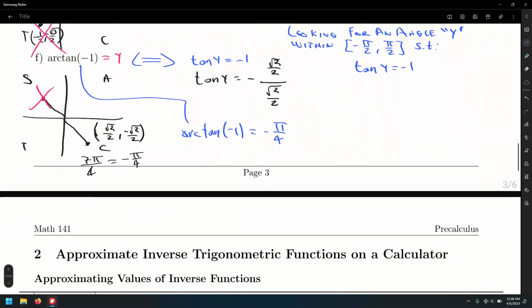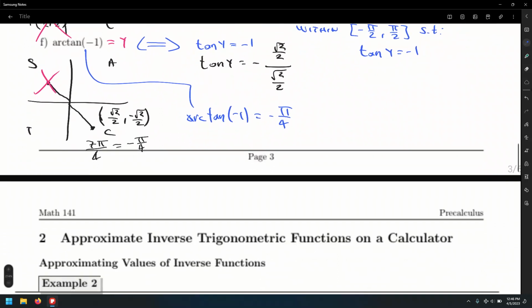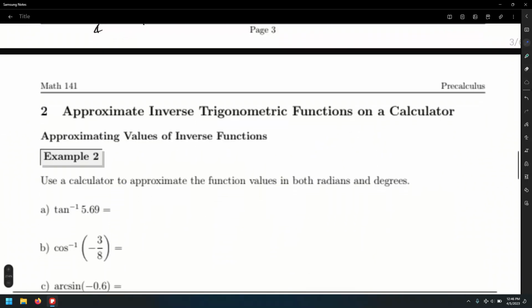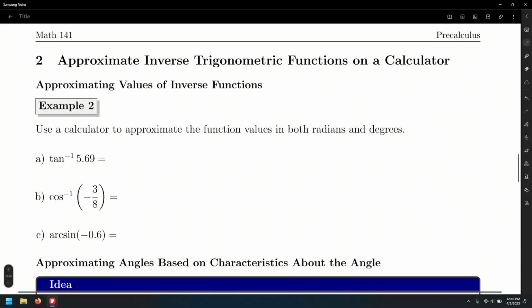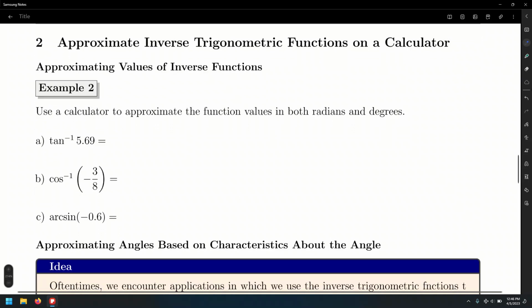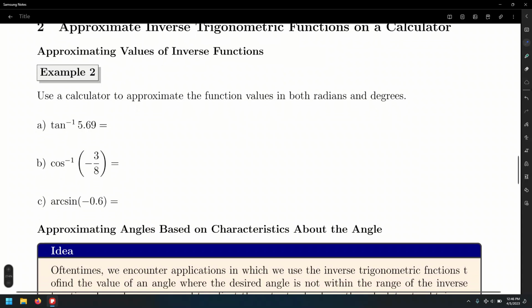Okay. Let's see, approximate inverse trigonometric functions on a calculator. We do this when we are asked to find the inverse tangent of a number that is not a nice number from the values of the unit circle, namely 1 or ±1, 0. What else? Plus minus root of 2 over 2, plus minus root of 3 over 2. Those are the common values, right? So inverse tangent of 5.69.